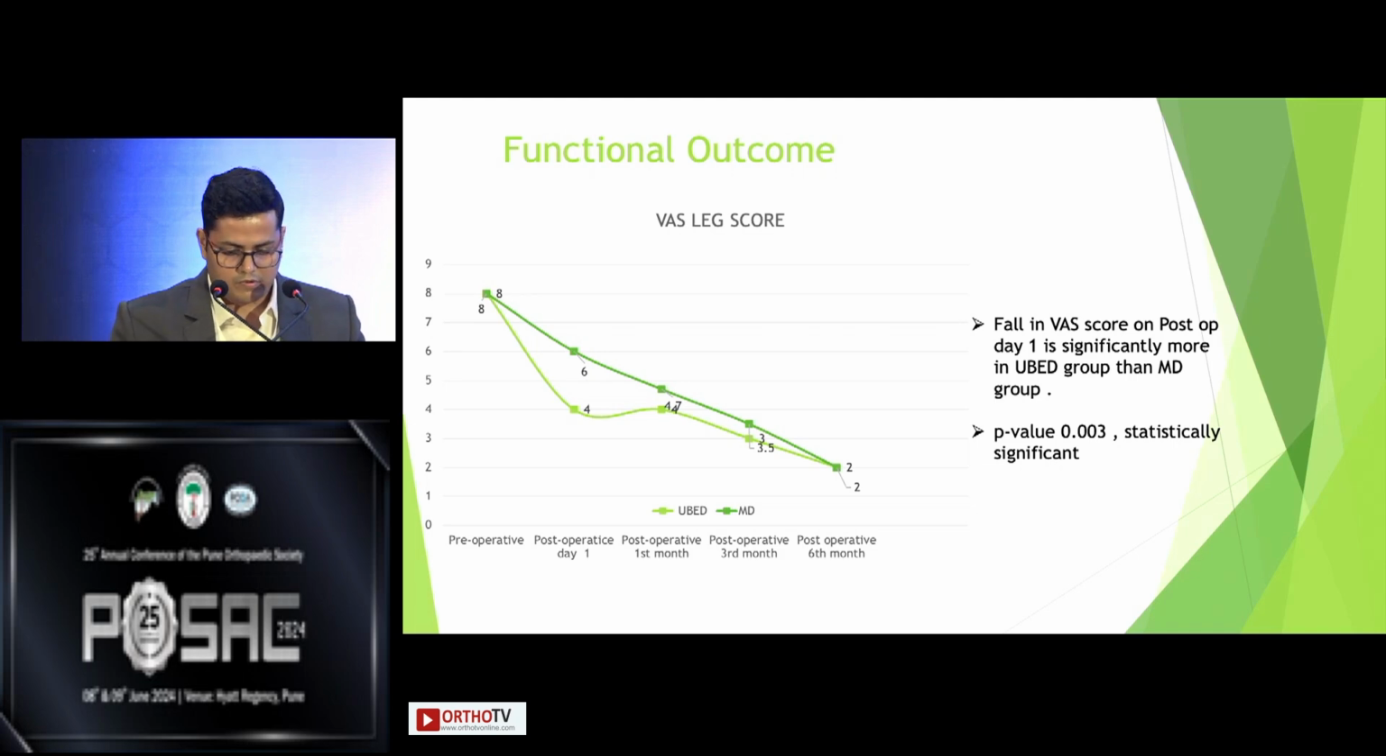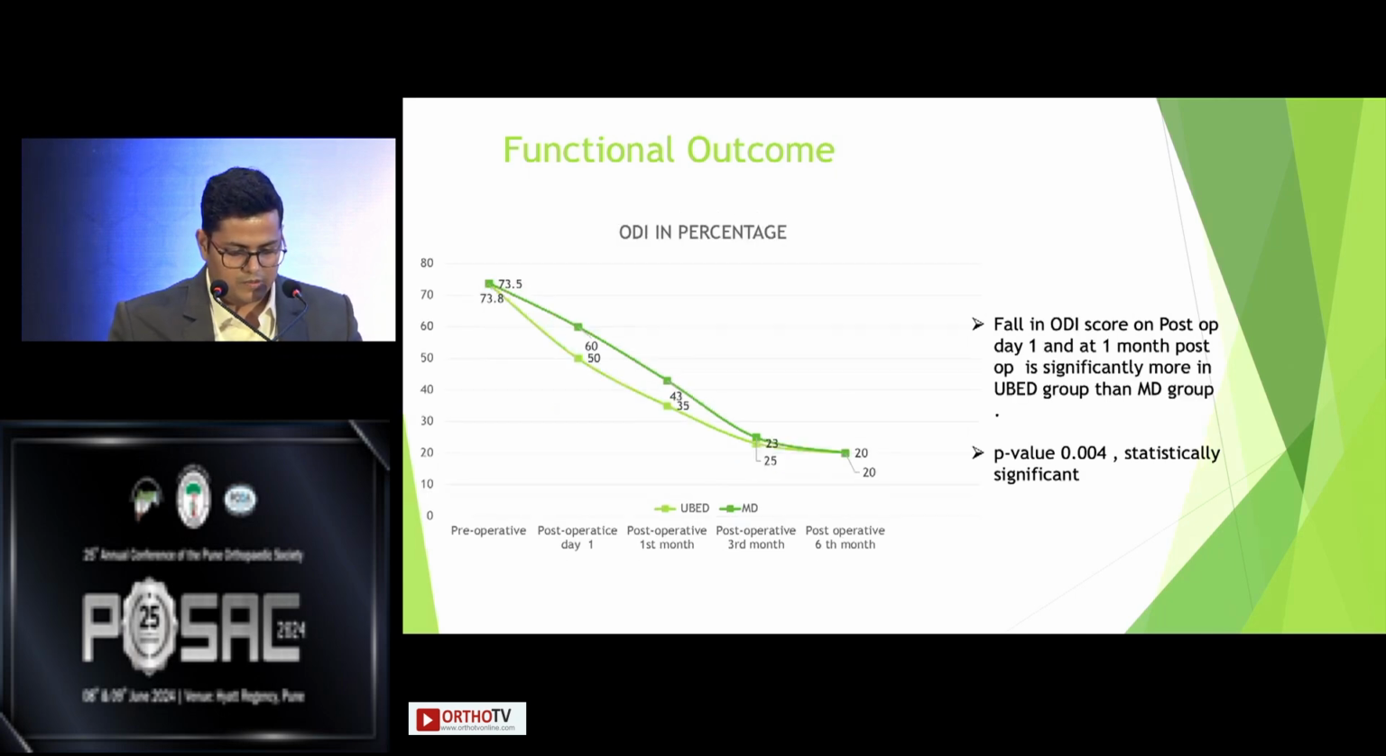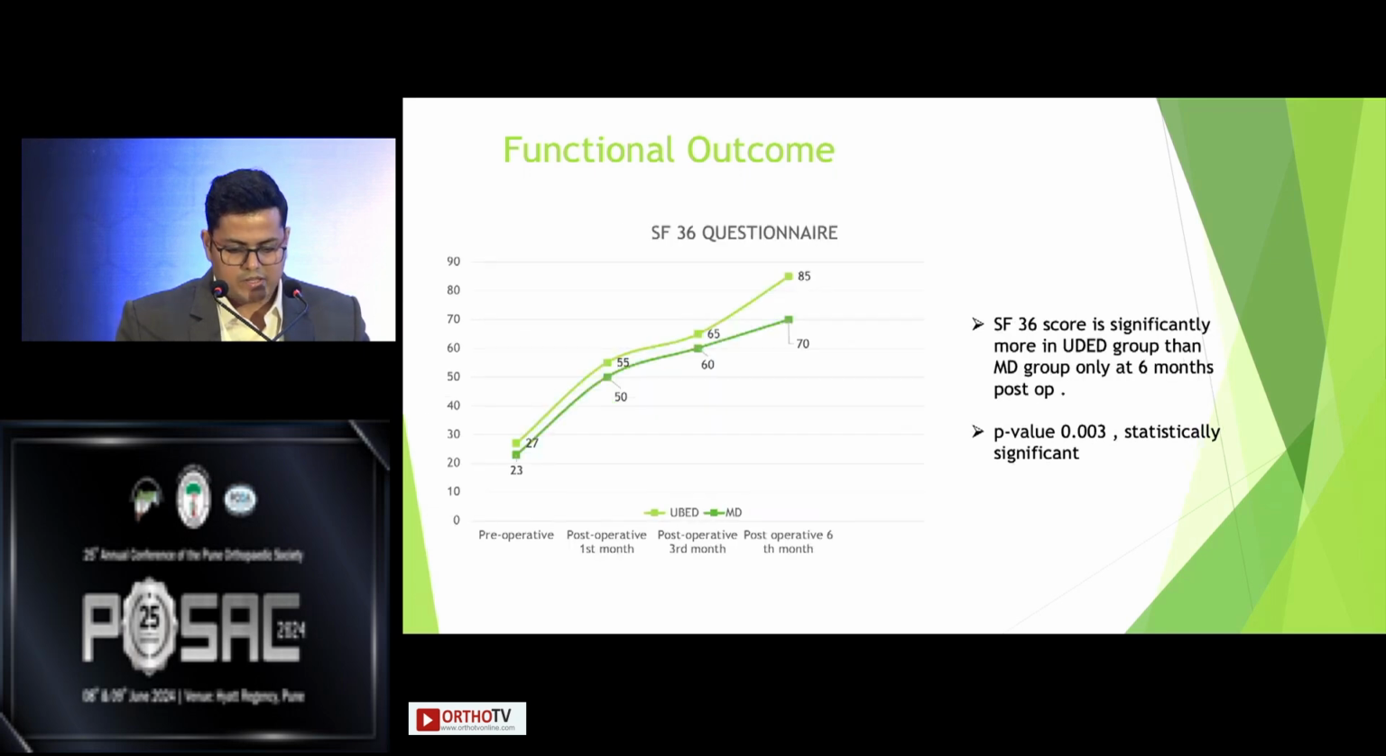For the VAS leg score, we can see that the fall in the VAS score on postoperative day 1 itself is significantly more in the UBE group than the MD group, while on long-term follow-up there is no significant difference. For the ODI score, the fall on postoperative day 1 and at 1 month follow-up is significantly more in the UBE group than the microscopic discectomy group, while the SF36 score is significantly better in the UBE group than the MD group only at the 6 month follow-up.